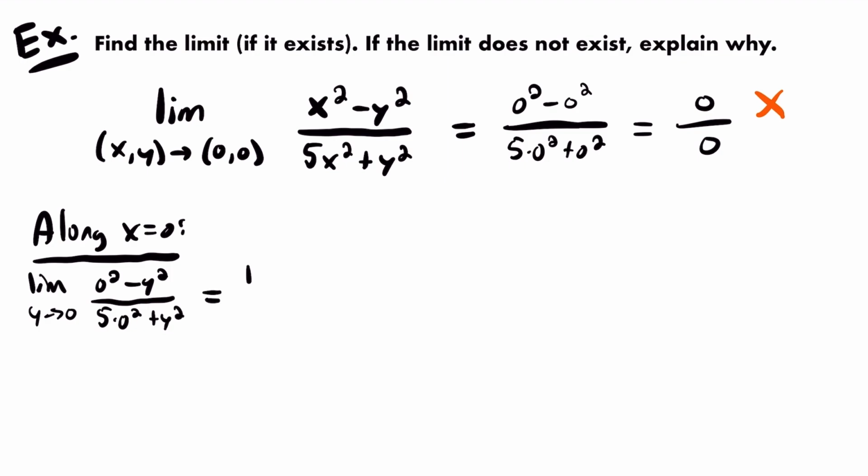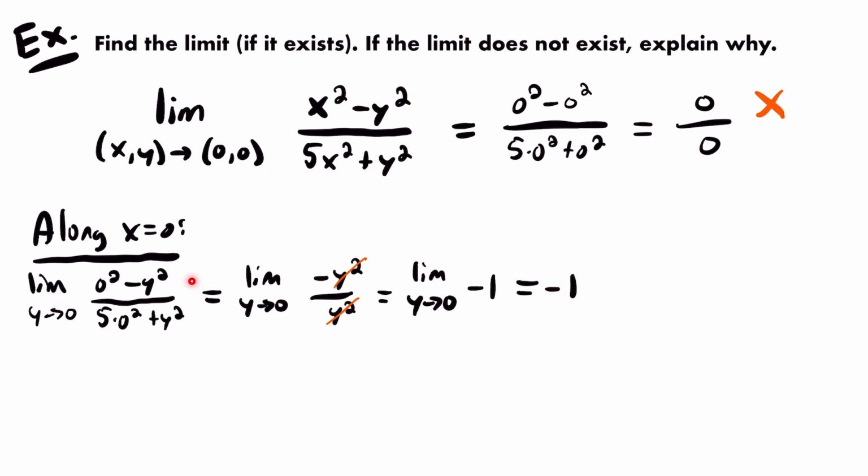And then simplifying, we'll have the limit as y approaches 0 of negative y squared divided by y squared, right? 0 minus y squared is just negative y squared, and then 5 times 0 squared is 0, plus y squared will just be y squared. Now those y squareds will cancel out, and so this will be equal to the limit as y approaches 0 of negative 1. And that's just a constant, so the limit will be equal to that constant. We get negative 1 as a result of this limit. So along the path x equals 0 on this surface, as we approach the point (0, 0), the path is leading to the z value of negative 1.